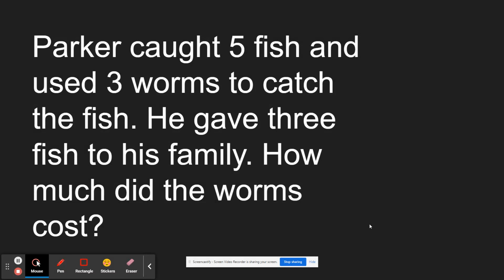So Parker caught 5 fish and used 3 worms to catch the fish. He gave 3 fish to his family. How much did the worms cost? This is a trick question. This lets me know if you are paying attention or not. You cannot find out how much the worms cost because that's impossible. So don't just try to solve it or try to guess. This is just a trick one just to see if you're paying attention.